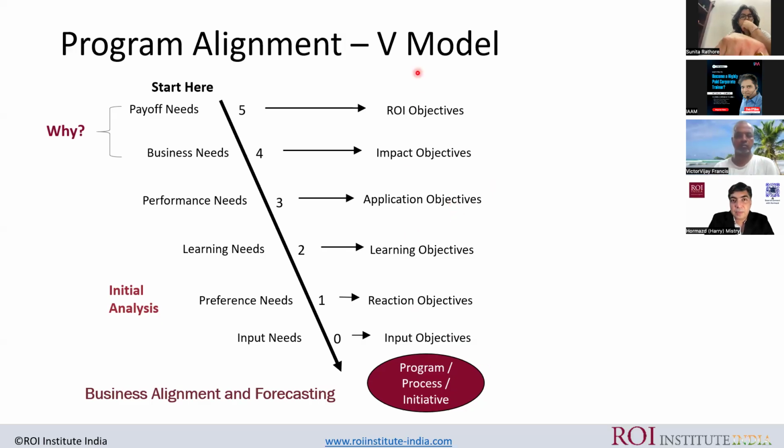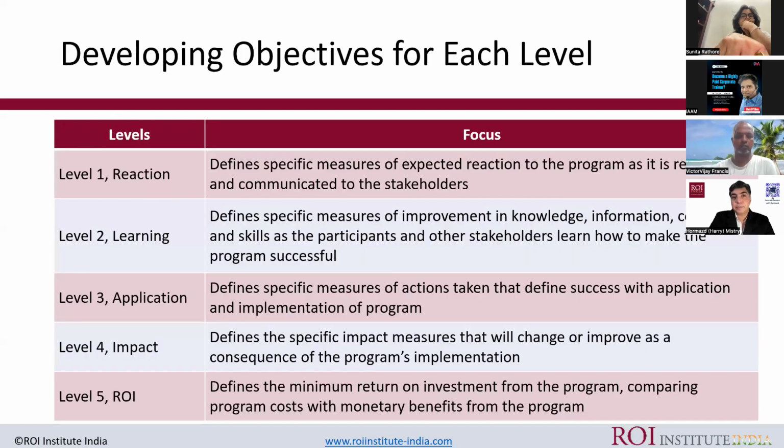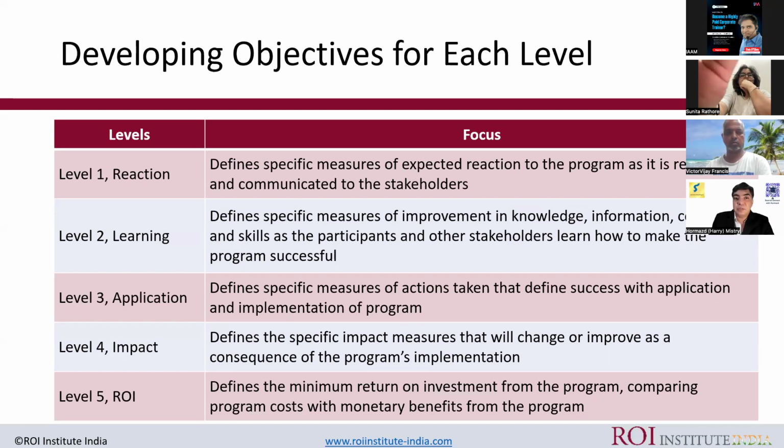Now, what do we write up with each of these objectives? Let's look at that. As you start developing objectives for each of these levels, for level 1 objective, it helps you define the measures that are expected as a reaction to the program. Something that is revealed and communicated to the stakeholders. What are the reactions that your program needs to deliver, and what is it that we are going to communicate to the stakeholders? Your level 2 gives you your learning objectives. We all are learning professionals. We all have developed smart learning objectives for our programs at one point of time or the other. And that's what we need to continue doing.